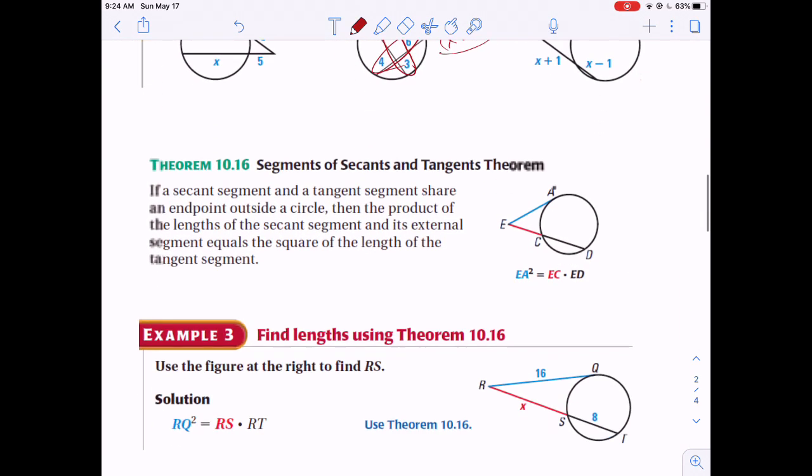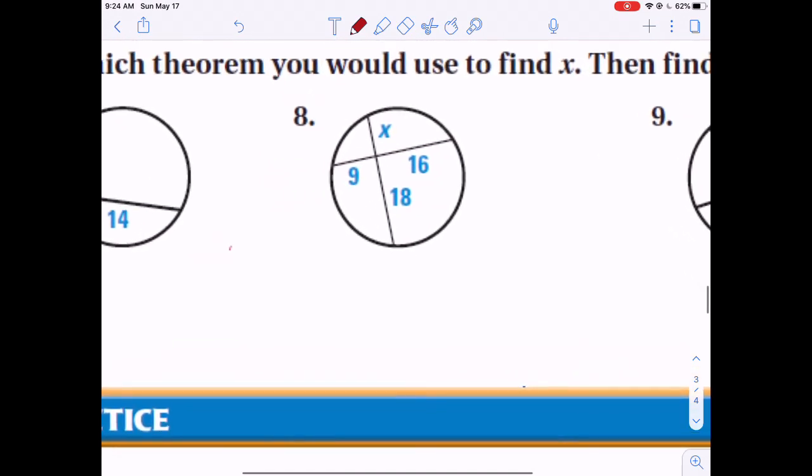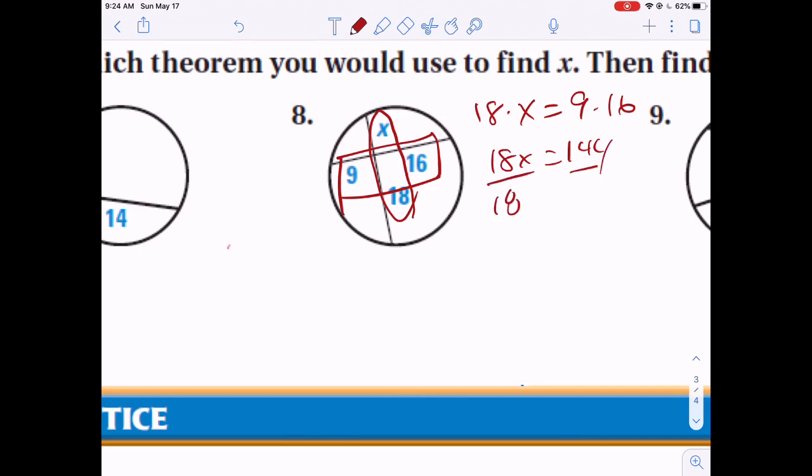I'll find you one more of those. Try to do these in groups. Here's one down here, number 8. Again, this product, so that's 18 times x equals this product, 9 times 16. So I have 18x equals 144. Now I can divide by 18. Is that going to be 6? No. 7? 8? Oh, 8. Yeah, x equals 8. A little slow here. So that one's pretty easy to work with, I think.